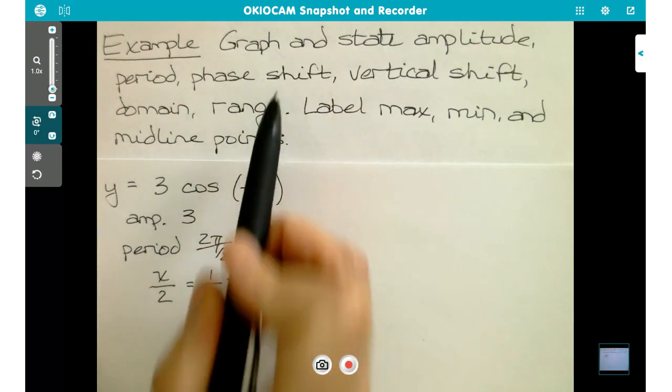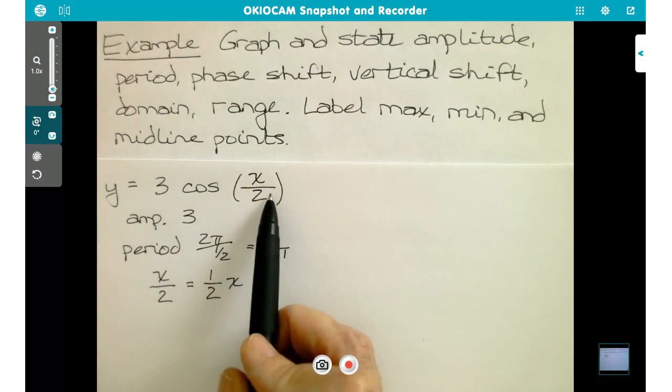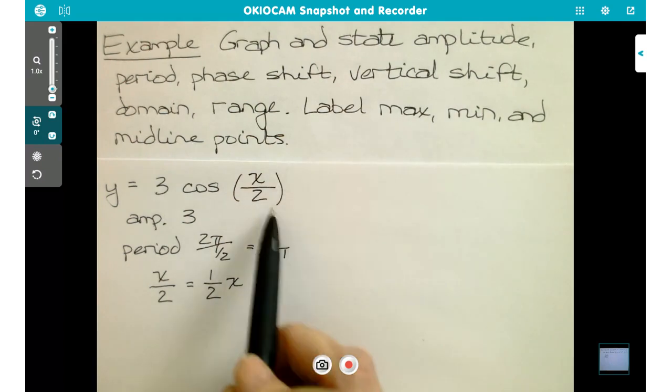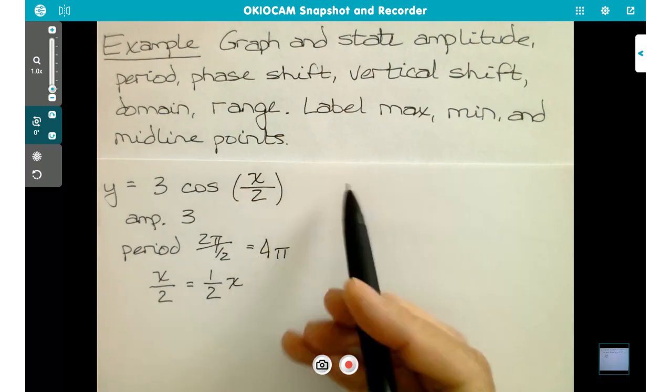Phase shift would happen if I had plus or minus something inside the parentheses here with the x, and I don't. So I have no phase shift. I'm going to start in the usual place and end in the usual place on the y-axis. Vertical shift would be if I had something added or subtracted out here, which I don't. So it's not going to shift vertically.